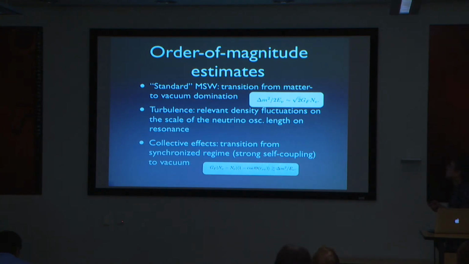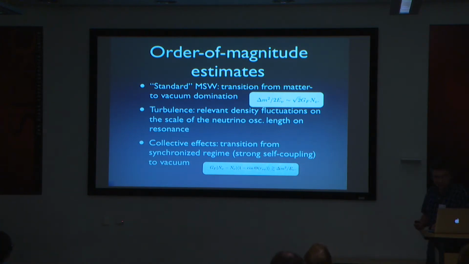Since I'm almost out of time, I want to summarize things which are known. We have to deal with the standard MSW effect, at least in the first second, where the profile is smooth. This standard MSW effect happens when delta m squared over 2E is comparable to the density of background neutrinos. Then we have to add to that the effect of turbulence when this turbulent bubble expands and the densities there get close to resonant. And there we need density fluctuations on the scale of the neutrino oscillation length. And then the third effect is that you have collective oscillations where you transition from the strongly self-coupled regime to the vacuum regime. Again, this is a relaxation phenomenon where the coupling of the neutrinos becomes comparable to the delta m squared over E, and this is where this magical process happens.